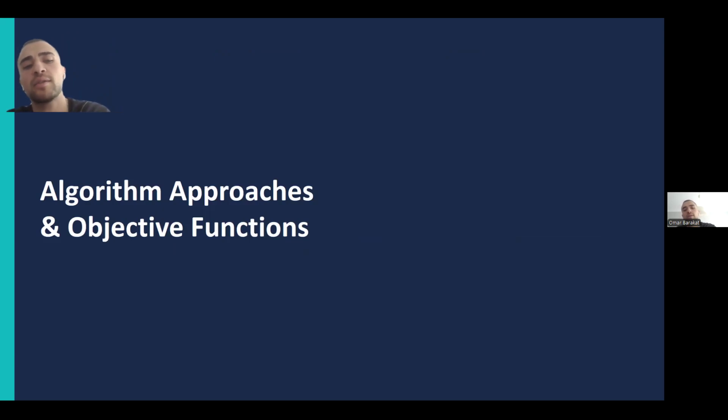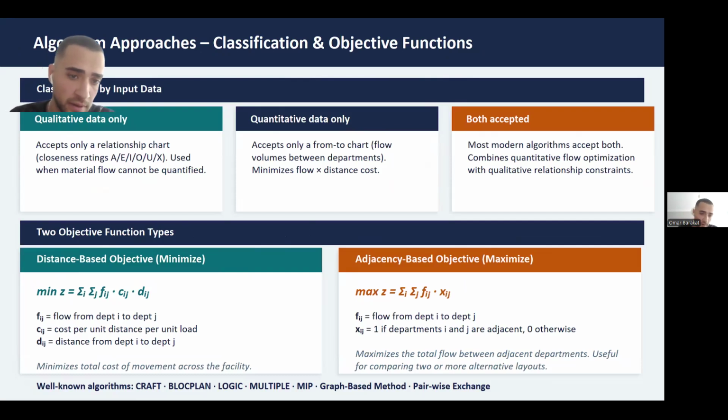Now, let's talk about different algorithm approaches. SLP and the original procedures provide an excellent framework, but they do not give us the formal algorithm for evaluating specific layout alternatives. That is where layout algorithms come in. Two objective types: distance based, which is to minimize, and adjacency based, which is to maximize. Well-known algorithms include CRAFT, BLOCPLAN, LOGIC, multiple MIP, graph based, and the pairwise exchange method we cover now.